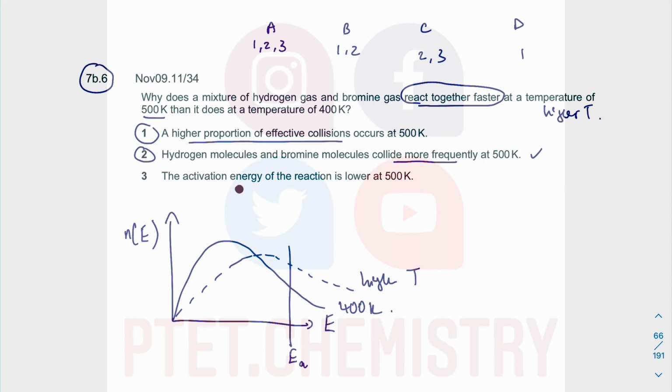But this bit, the activation energy is lower at higher temperature, is incorrect, because when you change temperature, your original activation energy is still there, and only a catalyst can give you a new, lower activation energy, not a change in temperature. So that's option B.